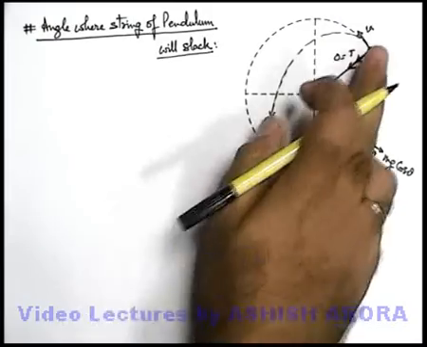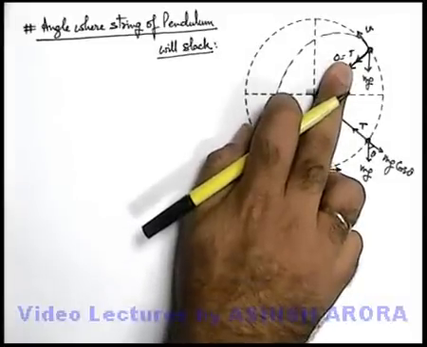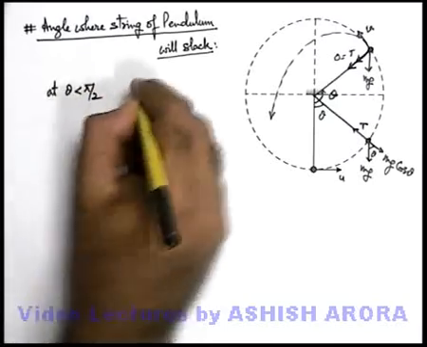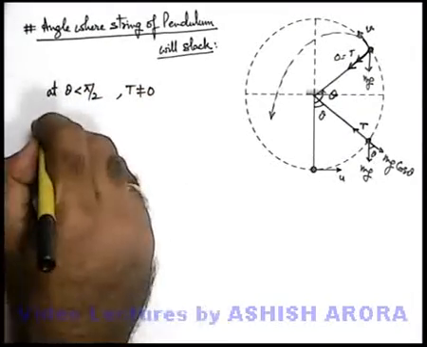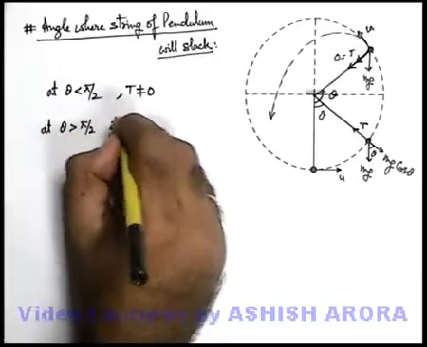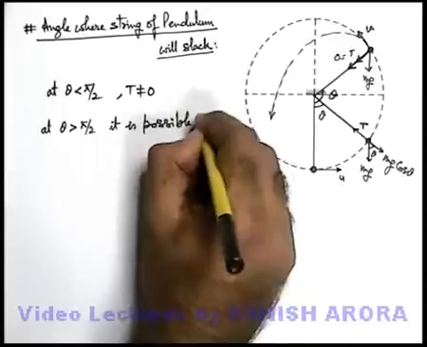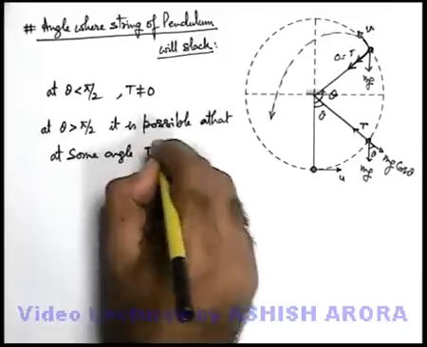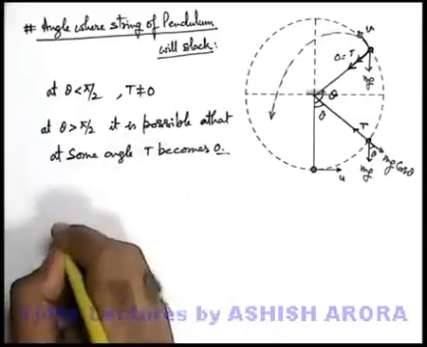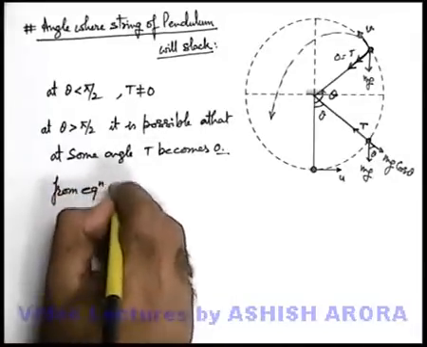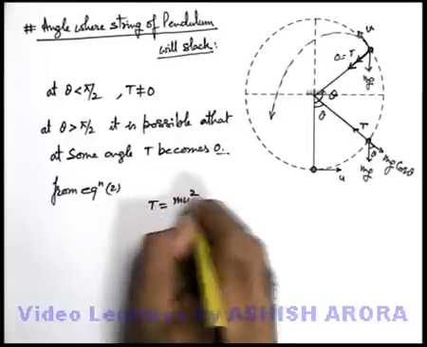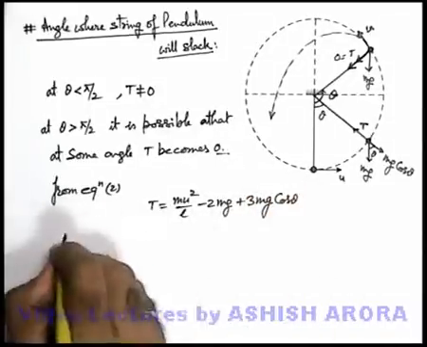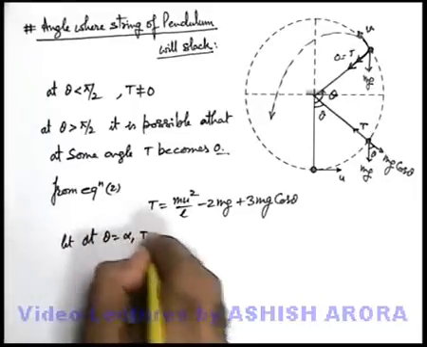So we can say this particular angle theta we can calculate by substituting the value of T equal to 0 in our equation 2. Now we can write at theta less than pi by 2, tension in a string will never be 0. And we can say at theta more than pi by 2, it is possible, again it is not necessary, it is possible that at some angle T becomes 0. Now from equation 2 we can write T is equal to mu square by L minus 2mg plus 3mg cos theta. Now let at theta equal to alpha tension becomes 0.